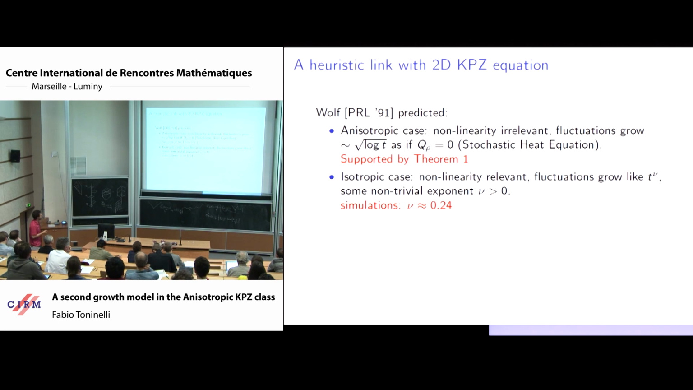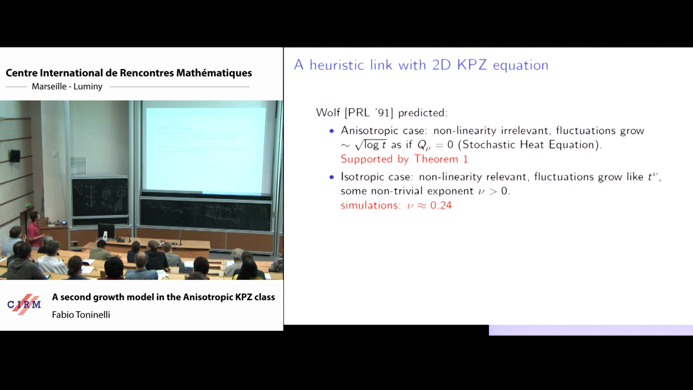But in the isotropic case, so plus plus, for instance, which means like the single flip dynamics, the nonlinearity should be relevant, so it should change the growth exponent. There should be a growth of fluctuations like some non-trivial power of time, and in fact, this is observed numerically. There is no proof of this.